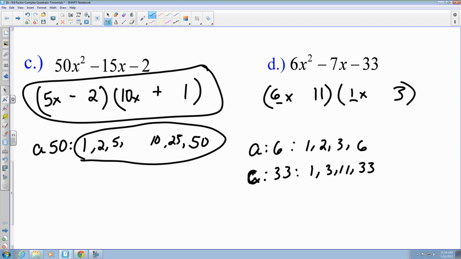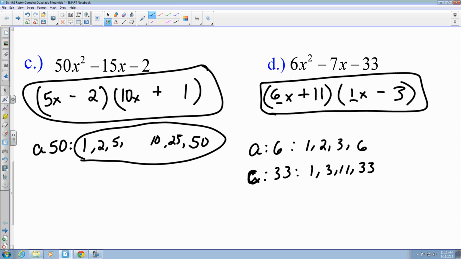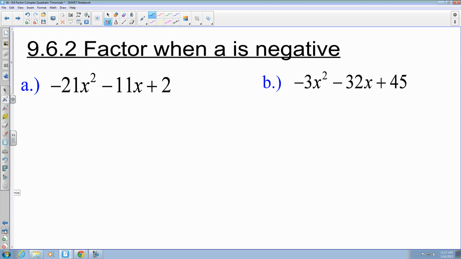Okay, so that means now I have to figure out which one my larger number will come from here, so I have to make that negative and this plus. It's not really an exact science. You get better at it as you practice the problems. It's the only way you're going to get better at these kinds of problems.